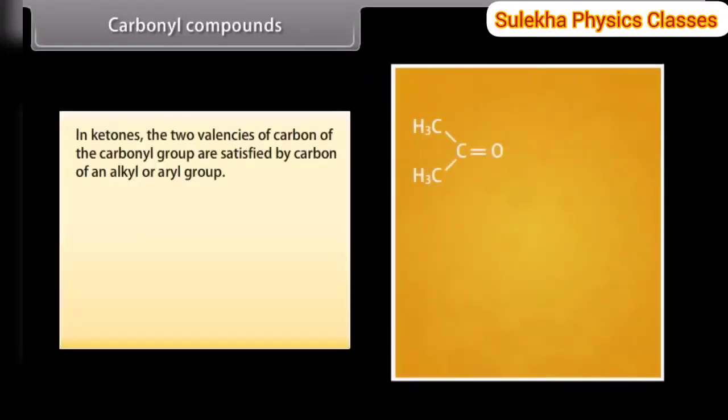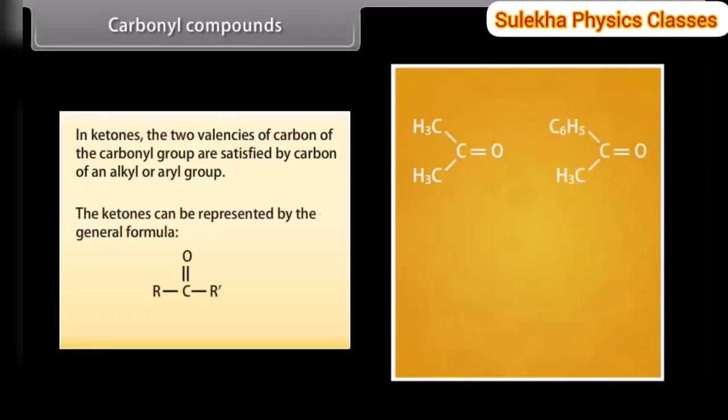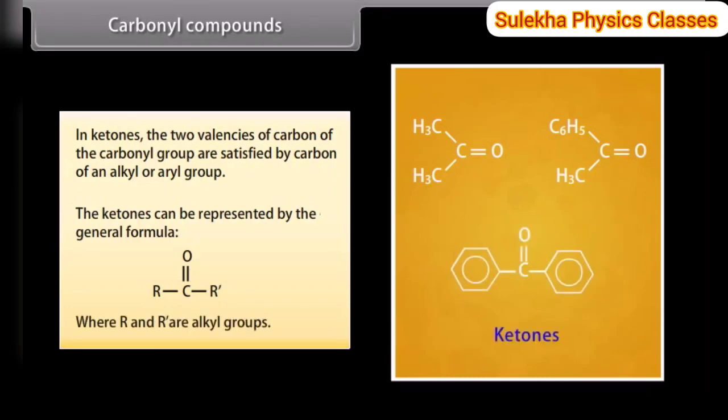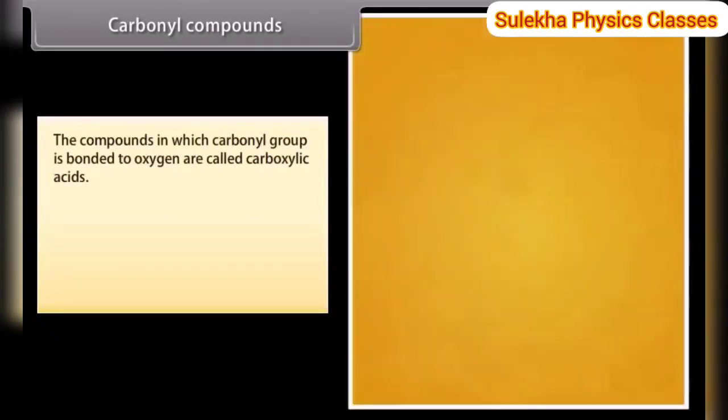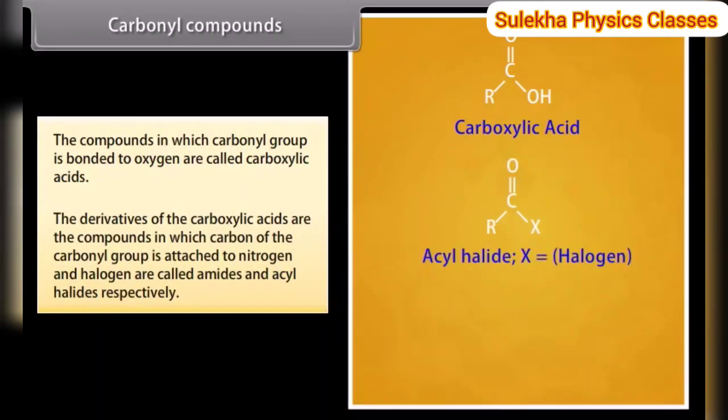In ketones, the two valencies of carbon of the carbonyl group are satisfied by carbon of an alkyl or aryl group. The ketones can be represented by the general formula RCOR', where R and R' are alkyl groups. The compounds in which carbonyl group is bonded to oxygen are called carboxylic acids. The derivatives of the carboxylic acids are the compounds in which carbon of the carbonyl group is attached to nitrogen and halogen, called amides and acyl halides respectively.